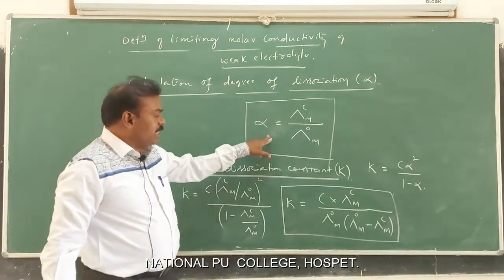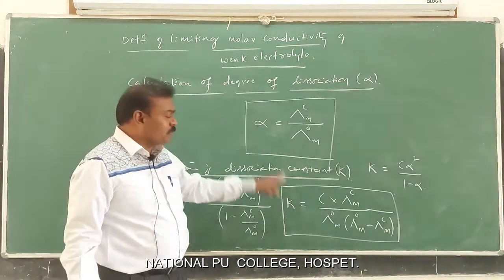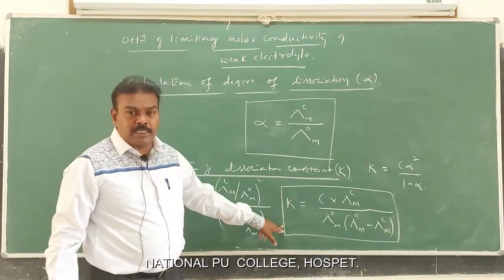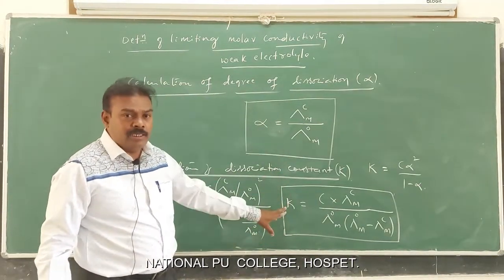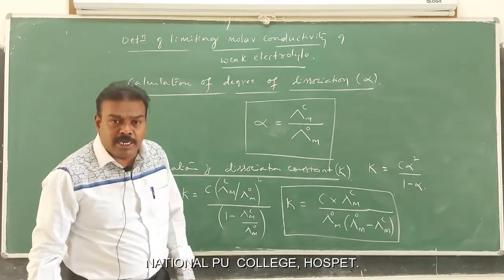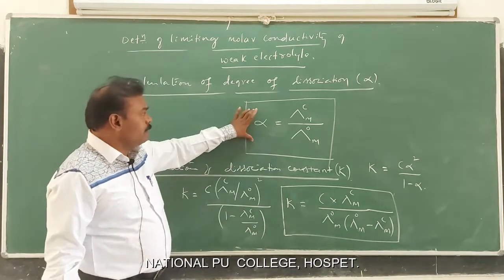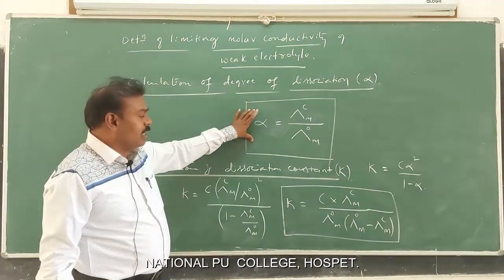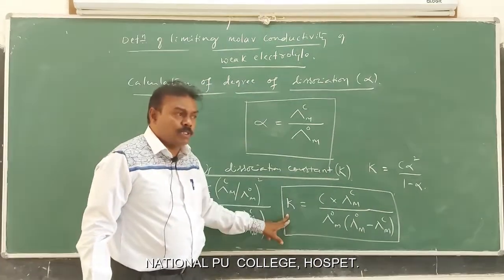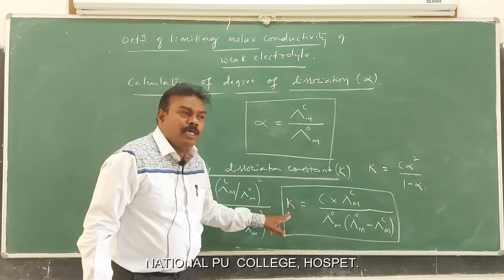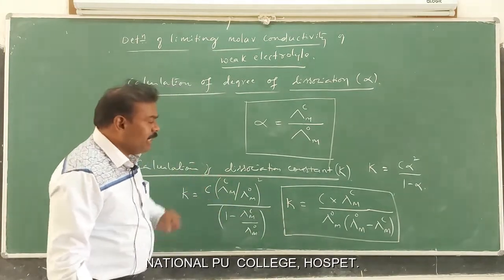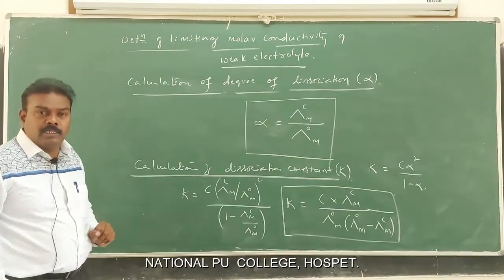Usually these kinds of relations will be useful in competitive exams like NEET, CET or JEE. Remember these two relations: the degree of dissociation of a weak electrolyte and the dissociation constant of a weak electrolyte. These are very, very important.